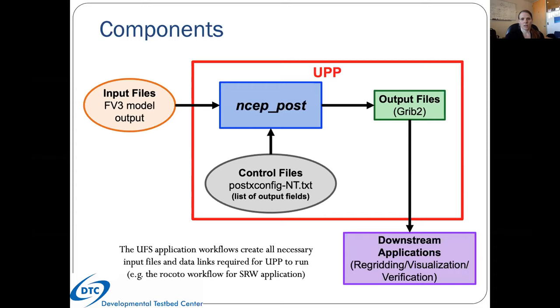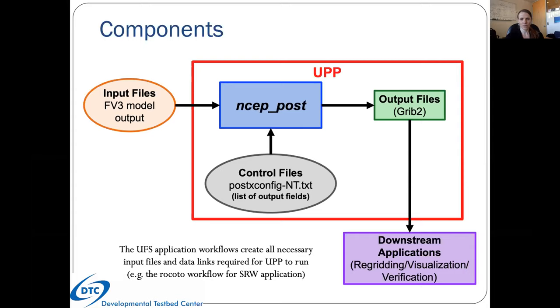This schematic shows the components of the UPP. Within the red box is the UPP system itself. The main driver of UPP is NCEP post. This is the executable that is built when you build UPP. And to run it, it requires a couple of different files that you need to provide. First of all, the FV3LAM model output files are used as the input files for the NCEP post processor.